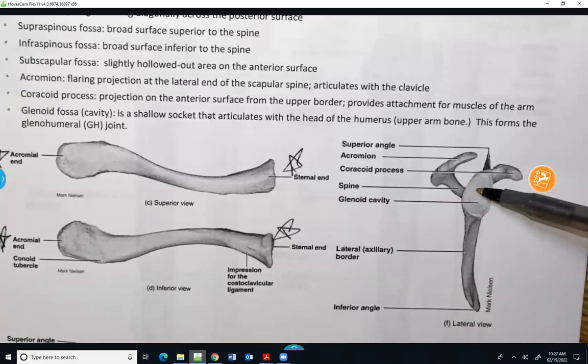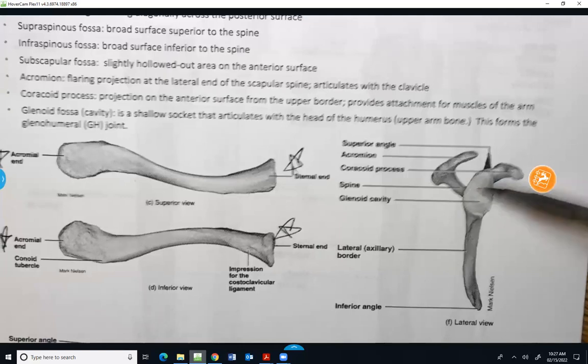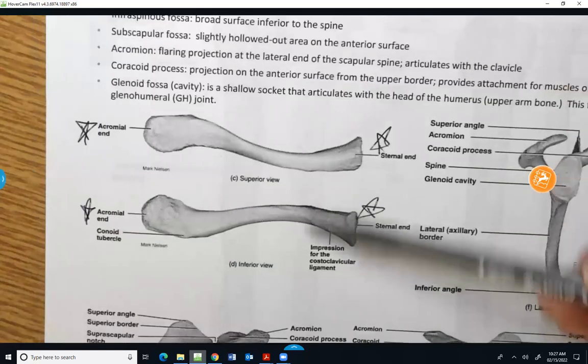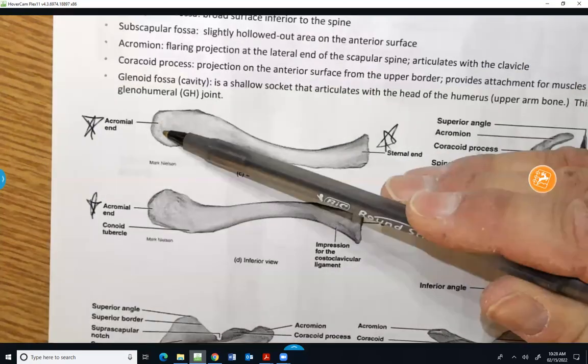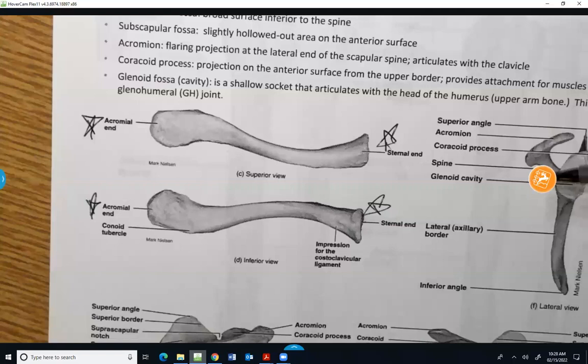When somebody has a shoulder injury, it's not always the true shoulder joint between your scapula and your upper arm, the humerus. Sometimes it's going to involve an issue with the clavicle and either its attachment to the sternum or the clavicle's attachment to the scapula.